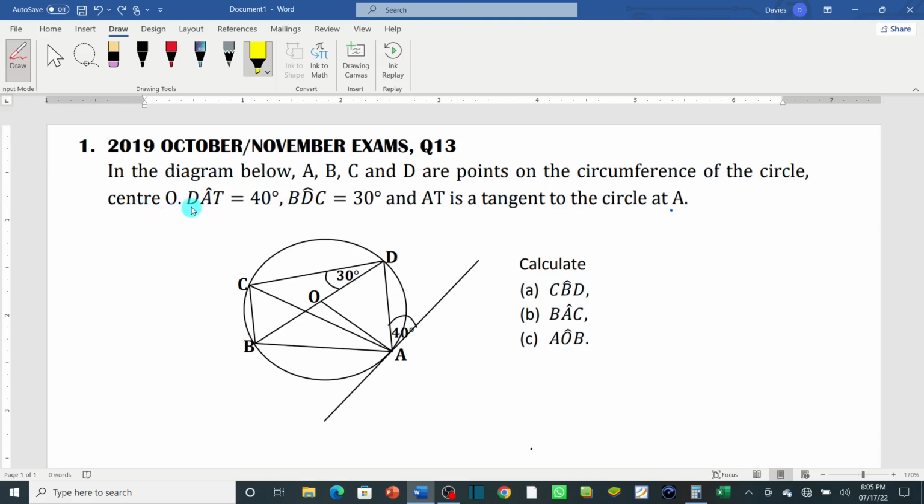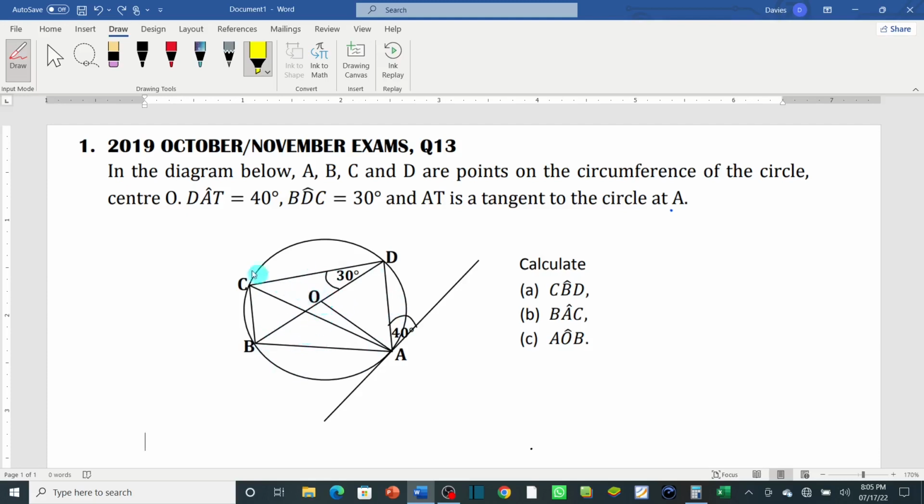with center O. Angle DAT is equal to 40 degrees, BDC is equal to 30 degrees, and AT is a tangent to the circle at A. So what we are being told here is that we have a diagram below where A, B, C, D are points on the circumference, guys. Then they are telling us that with the center O. So this is the center O. Though the drawing was not all that uniform, so this is the center O.